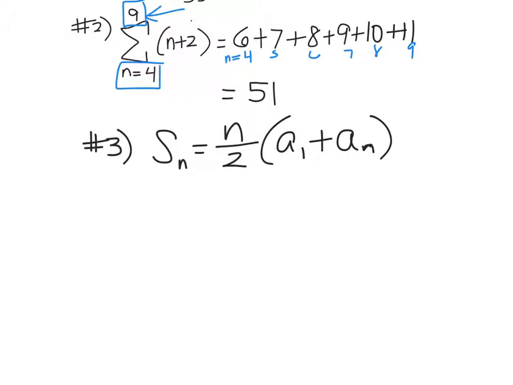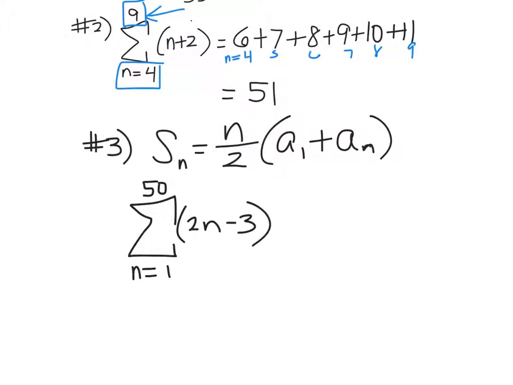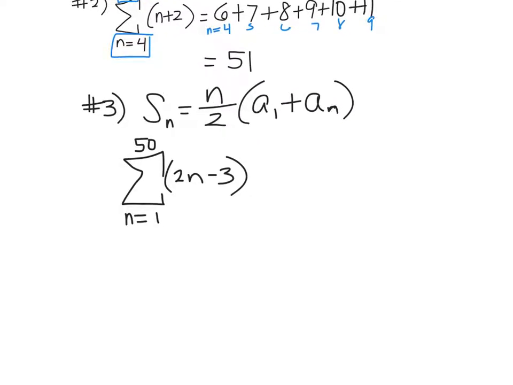Okay, so we're going to go ahead. We're going to add up the numbers. N equals 1 to 50. And we'll do 2n minus 3. 2n minus 3. Okay, in order to plug this into my formula, I need 3 things. I need to know what n is, I need to know what a sub 1 is, and I need to know what a sub n is.